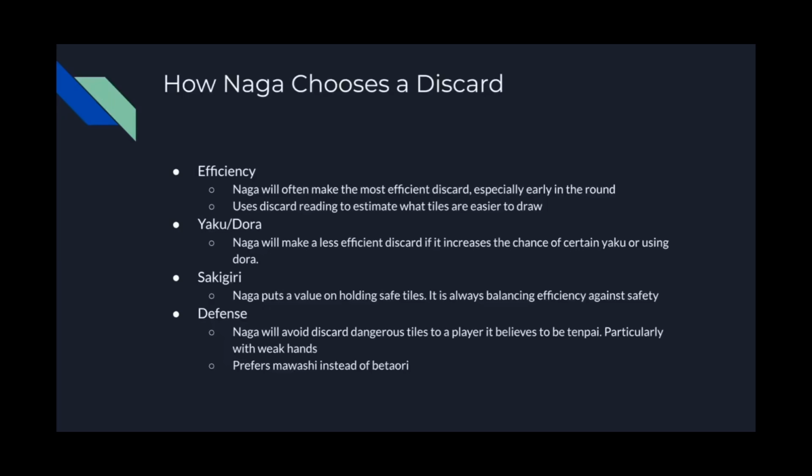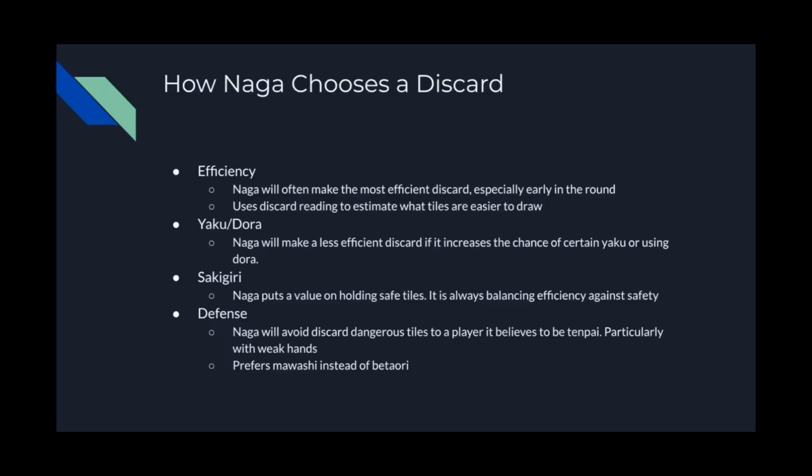So what are some of the reasons you might not want to make the most efficient discard? Well, one of the common ones is if you're trying to incorporate a certain Yaku which that tile wouldn't be compatible with, or the Dora. So for Tanyao, Yakuhai, Honitsu, all these Yaku, you'll change your play to increase your chances of these Yaku. So that combines with efficiency and winning the hand.